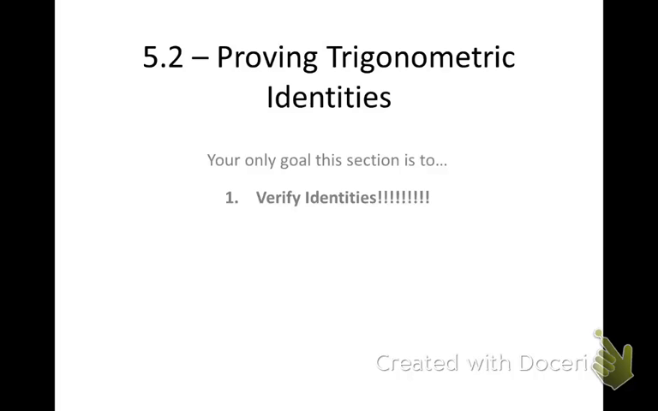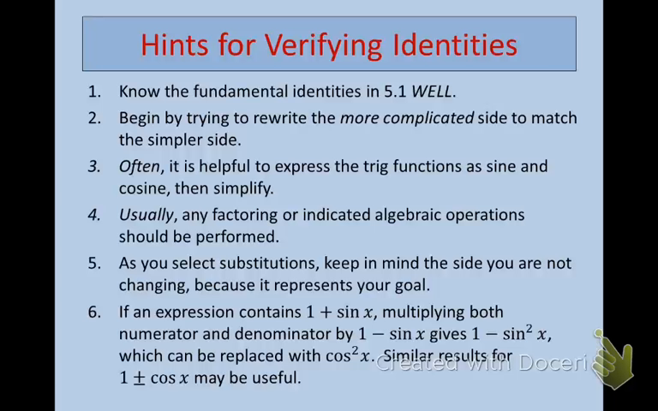All right, so for 5.2, like I said, we are not actually learning anything new as far as new identities. We're just using the same identities in very similar ways. So your only goal is to verify identities here. You've already taken a second to write down these hints, so you can just keep these and read through them if you get stuck. All right? And let's try an example with them then.